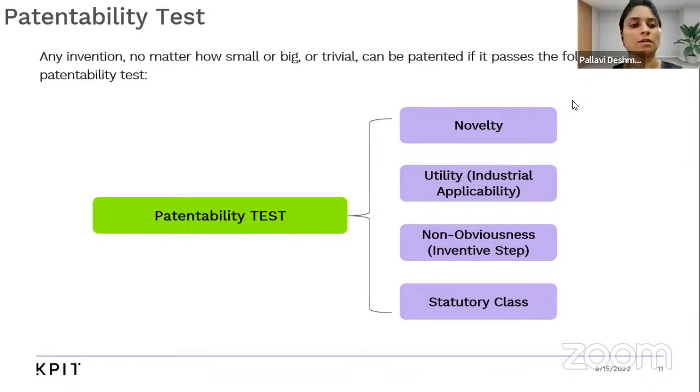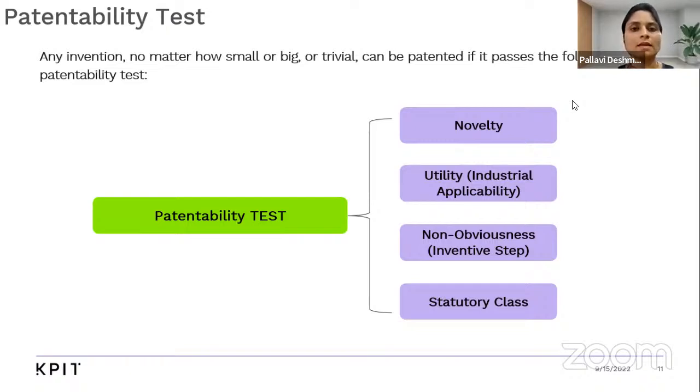So let me complete it. If I have a pen, let us take an example of a pen with a laser. So I have a pen, I have a laser. Now the thing is that pen is already known in the prior art and laser is also known in the prior art. So if I'm combining just these two things, then it is obvious for a person skilled in the art to combine these two things and come up with a pen with a laser.